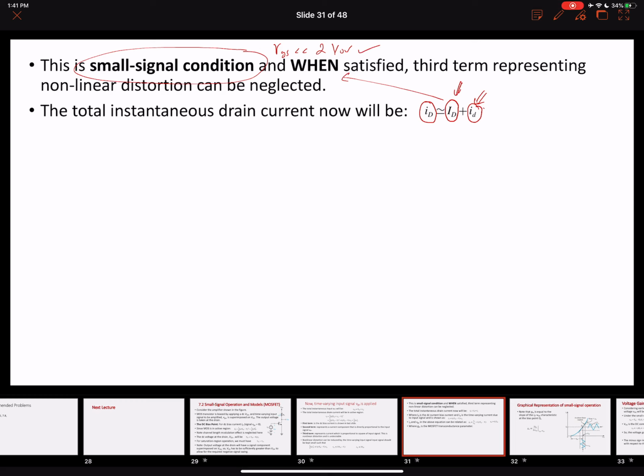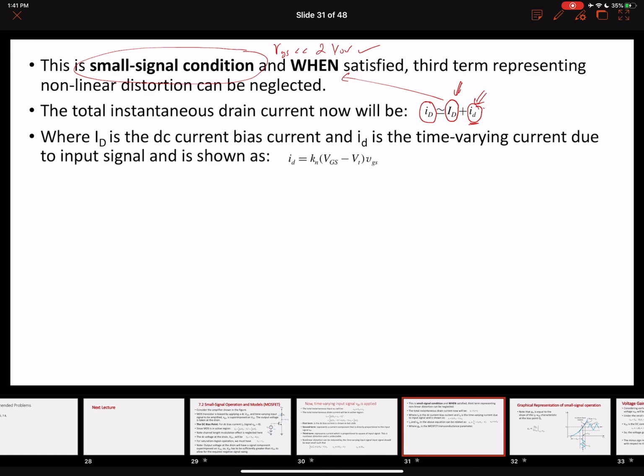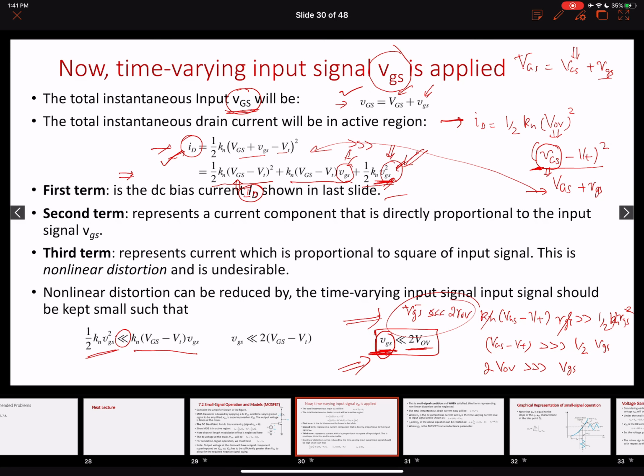When that is true, I can easily neglect the third term, right? So when we do that, our time varying component is what I'm left with in this equation. Going back to this iD, this component was equal to capital ID, and if I neglect the third term, the second component becomes the time varying ID. So our instantaneous ID will be the DC value of ID plus the time varying component, small id. That time varying component is equal to this.